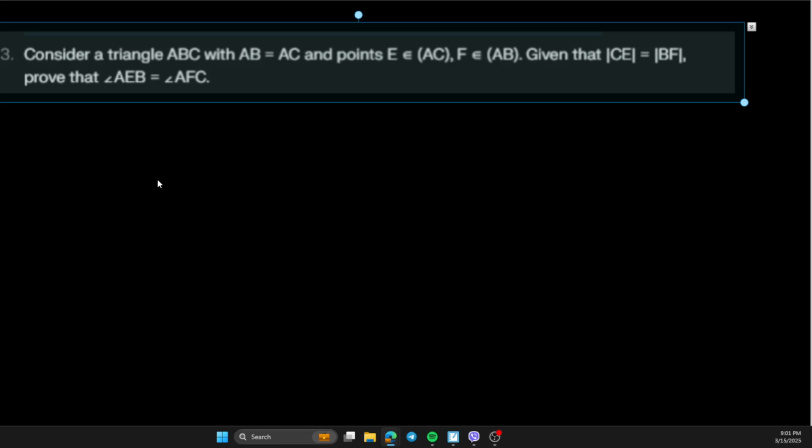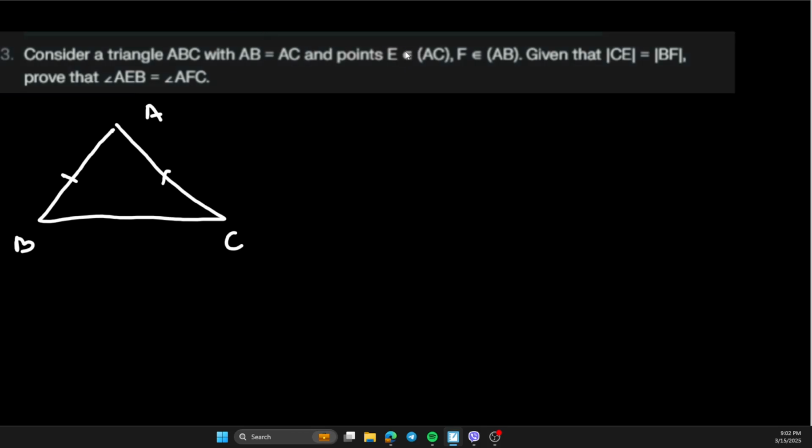Alright. We have a right triangle, I'm guessing. It's not a right triangle though. Isosceles? Yeah, because two sides are equal with each other. So we have an isosceles triangle, the legs are the same, which are AB and AC. So it's like this: we have A, B, C. Now the point E belongs to the leg AC. E is on AC, F is on AB. Given that CE equals BF, prove that the angle AEB equals the angle AFC. AEB and AFC. We're going across the triangle.